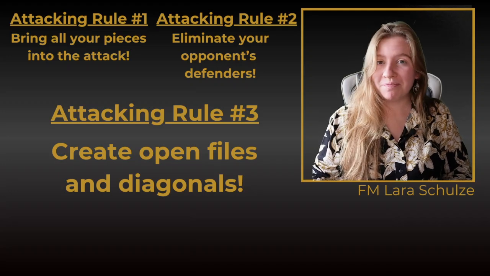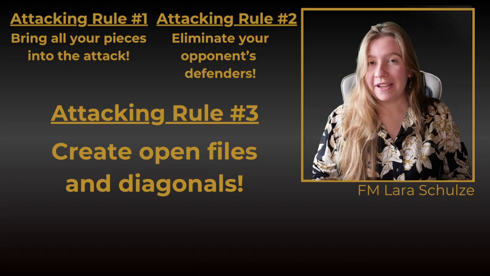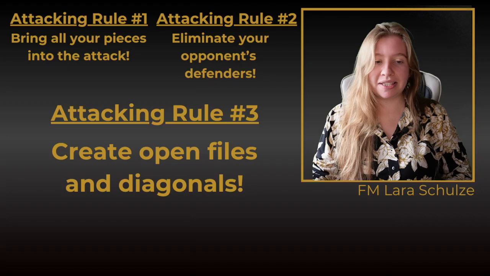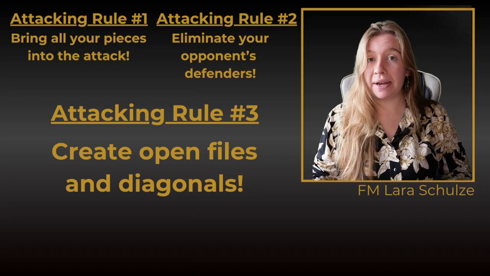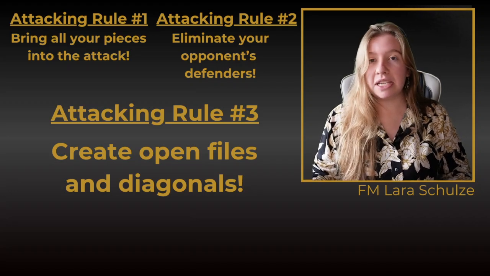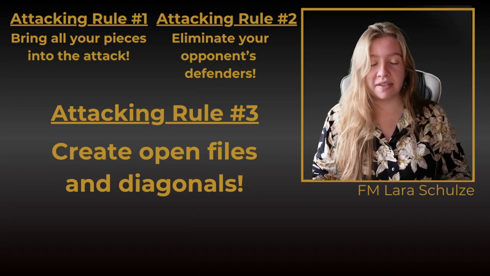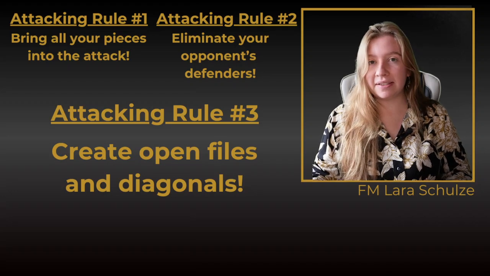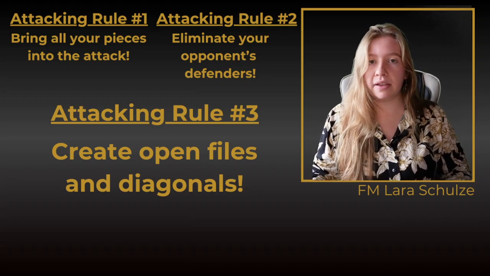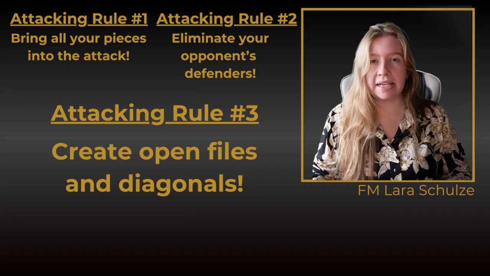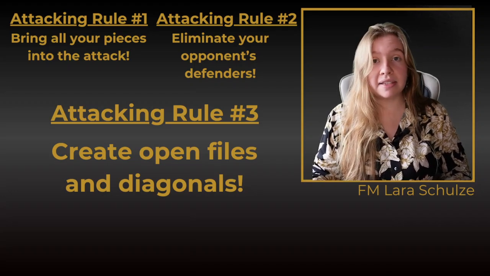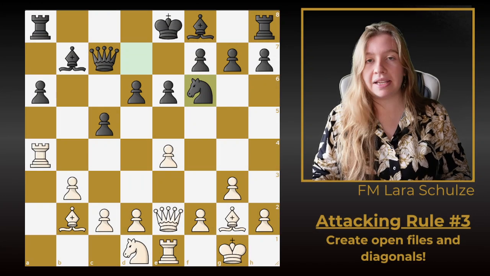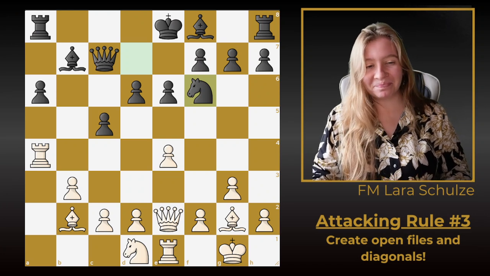So rule number 3, create open files and open diagonals. This is especially important in positions where we have opposite castles or one king still in the middle. Then we need pawn breaks. We need to exchange some pawns to create open files and open diagonals. And only then our queen and our rooks and our bishops can join the attack and create some threats against the opponent's king. So let's have a look at an example.